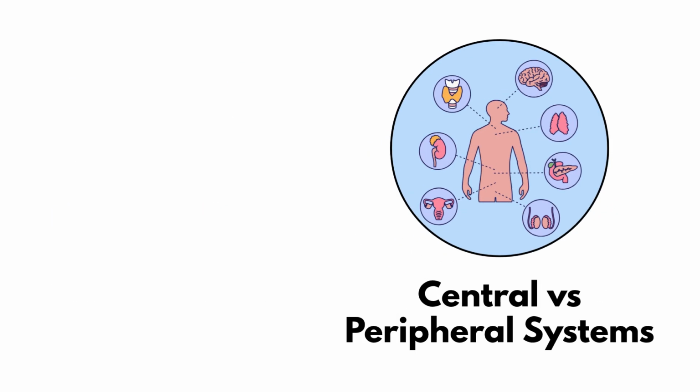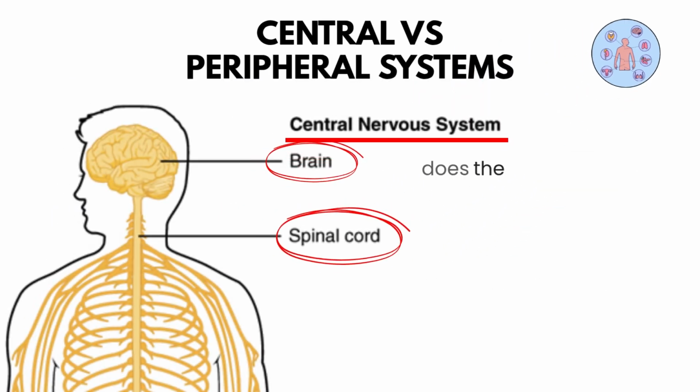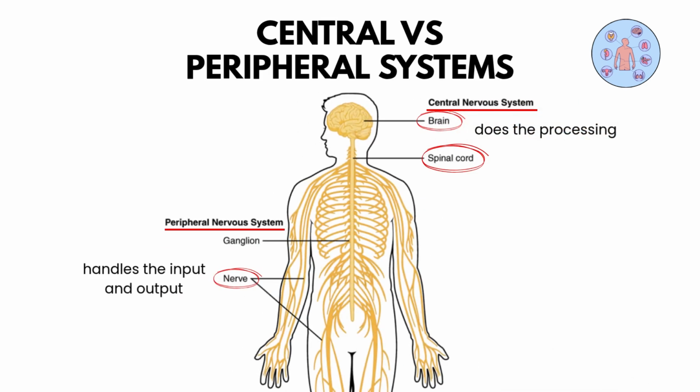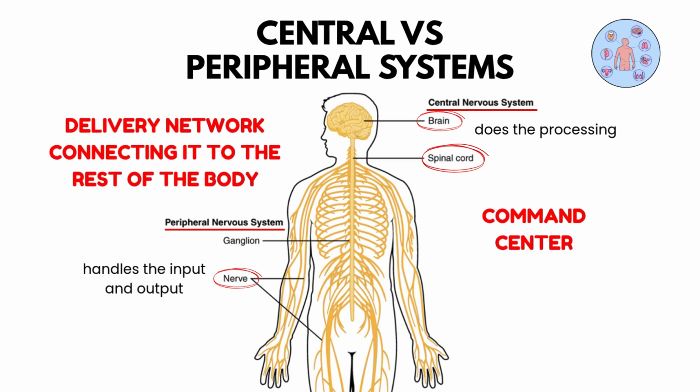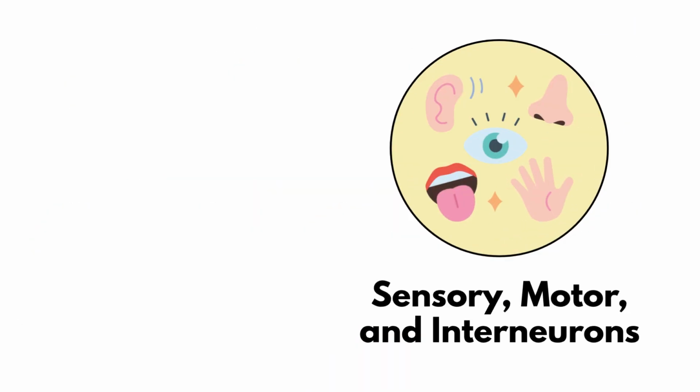Central versus peripheral systems. The CNS, your brain and spinal cord, does the processing. The PNS, all the nerves branching out, handles the input and output. Think of the CNS as the command center and the PNS as the delivery network connecting it to the rest of the body.